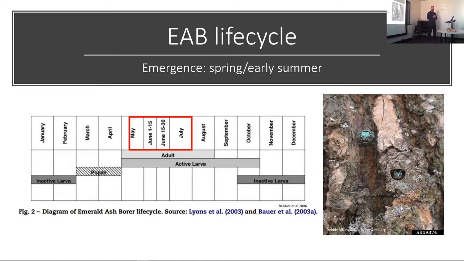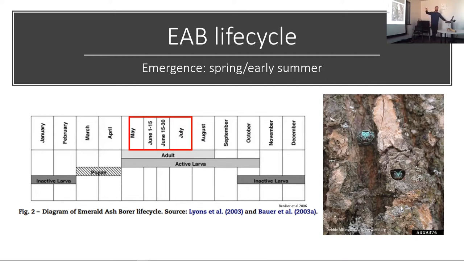What does that mean? Degree days, basically, simplified, is the accumulation of days above a certain minimum threshold of 50 degrees. You add those up, and it's a good indicator to determine the phenology of insects and plants and stuff like that. It's more complicated, but it's a really good tool.